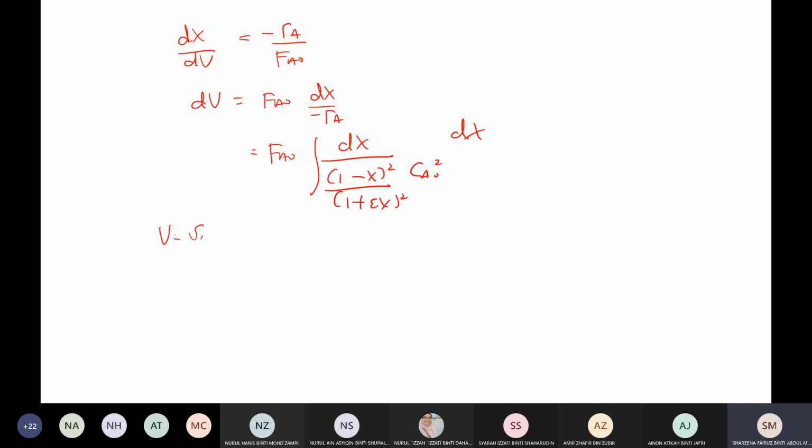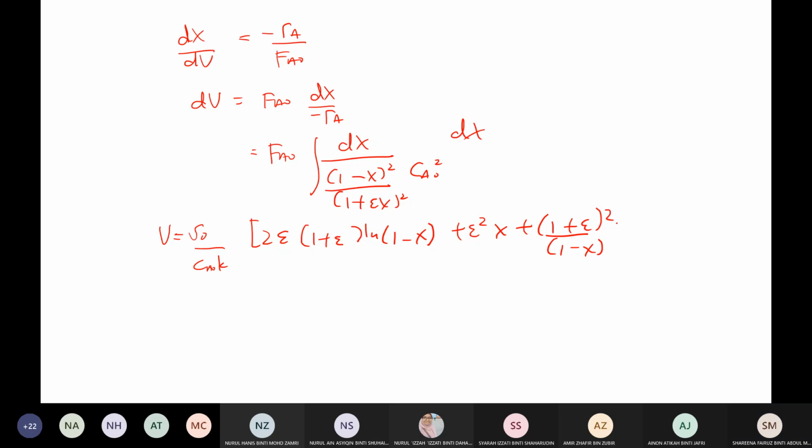Okay, you will get V is equal to V0 over CA0 K, alright, 2 epsilon. Ni lah dia sebenarnya panjang macam ni lah. Plus epsilon 2x plus 1 plus epsilon. Okay, alright. So daripada sini dapatkan what is V0, sebab kita dah tahu V apa, CA0 apa, K pun dah diberi, epsilon kita dah cari, so kita boleh dapat V0. V0 ni dalam ni, saya rasa ada tersalah kira sikit tapi tak apalah. Yang penting saya tunjukkan jalan dulu lah.